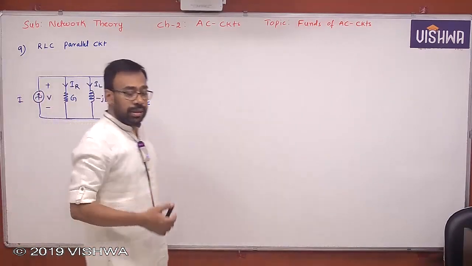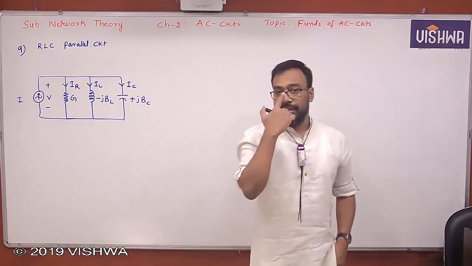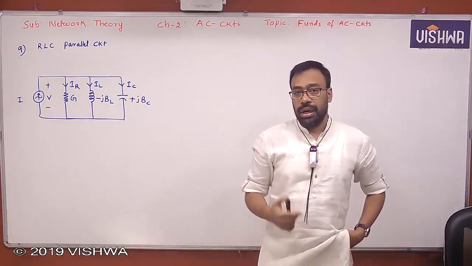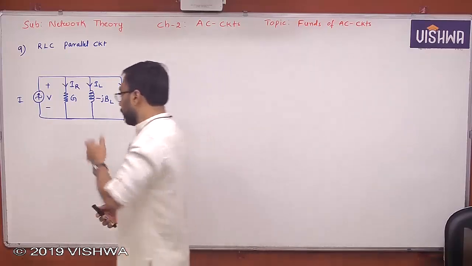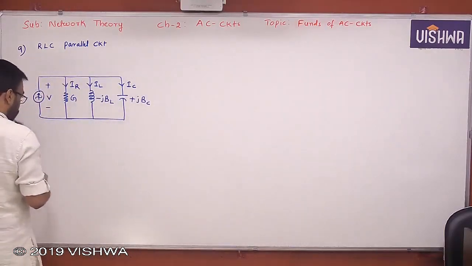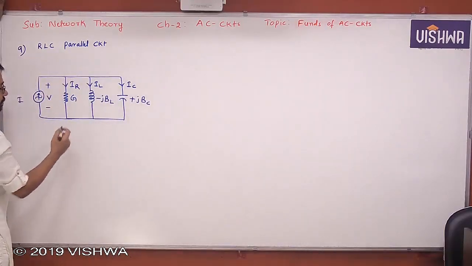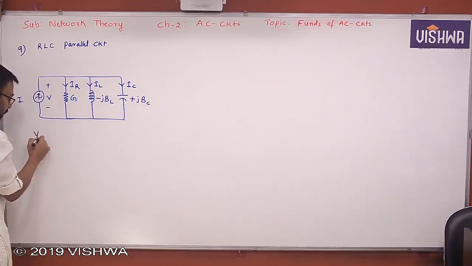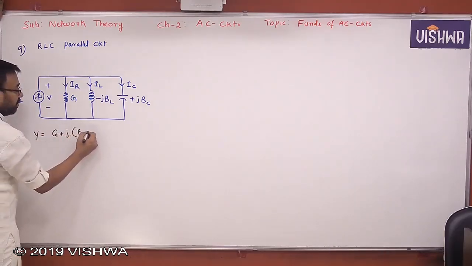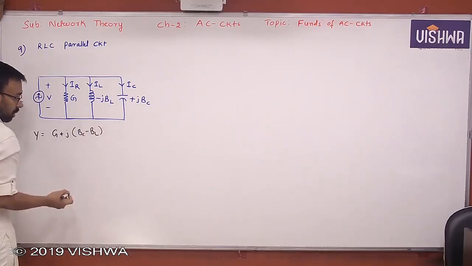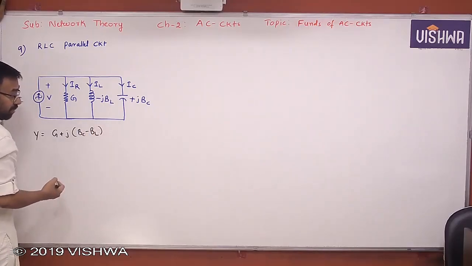Students, last class we discussed the RLC series circuit and the RC parallel circuit. Then let us look at the RLC parallel circuit here, okay? So here, you know the admittance, right? Admittance is nothing but what? G plus J (BC minus BL). But we do not know whether BC is greater than BL or BL is greater than BC.